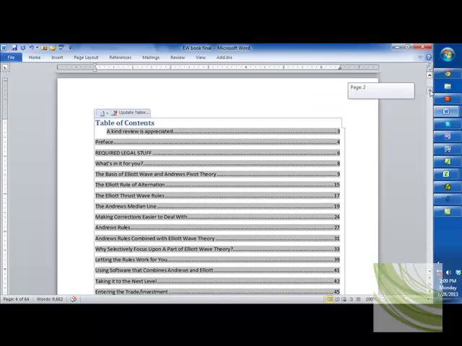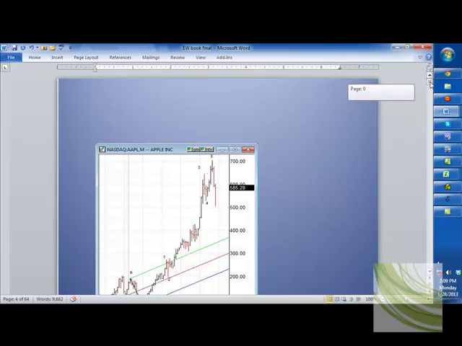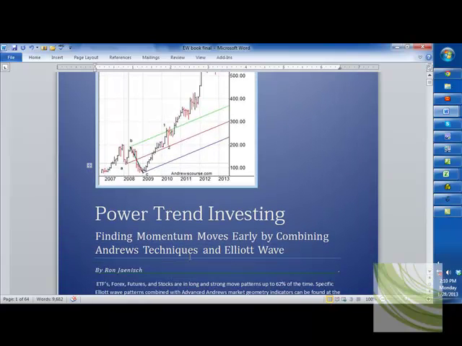We also get into Elliott thrust rules and the Elliott rule of alternation. If you don't know Elliott, that's fine. If you do know Elliott, terrific. If you don't know Andrews, that's fine. If you do know Andrews, or how to draw the lines, that's terrific. But this is going to take you into very specific techniques, and the whole focus is finding momentum moves early by combining Andrews techniques and Elliott Wave. That's what it's all about. That's what the 45-minute video is about.